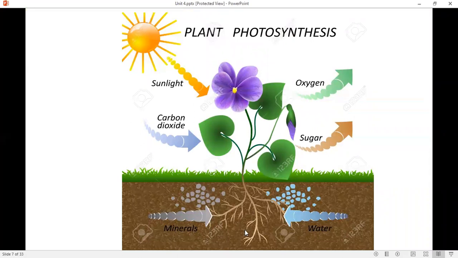Which part will absorb it? Right, roots. And here's the sunlight and carbon dioxide. Which part will absorb it? The leaves, that's right. So it will produce two things. The photosynthesis process produces the food, which is formed inside leaves as sugar, and the oxygen gas, which is necessary for respiration of living organisms.